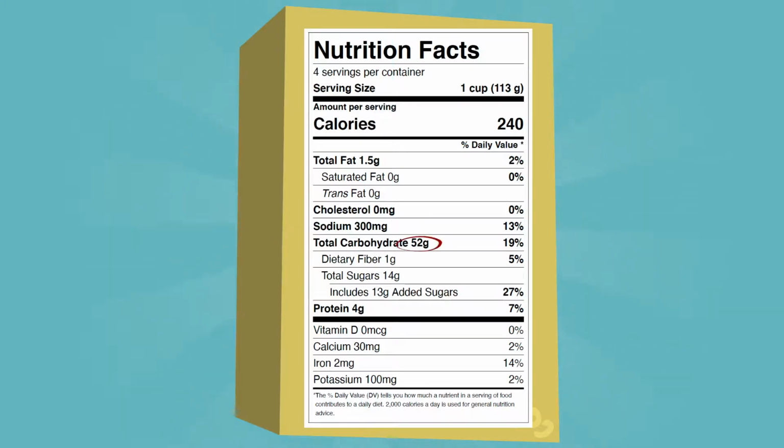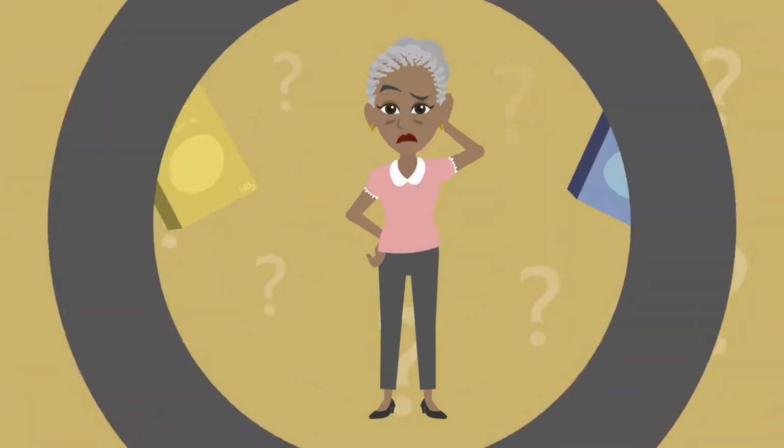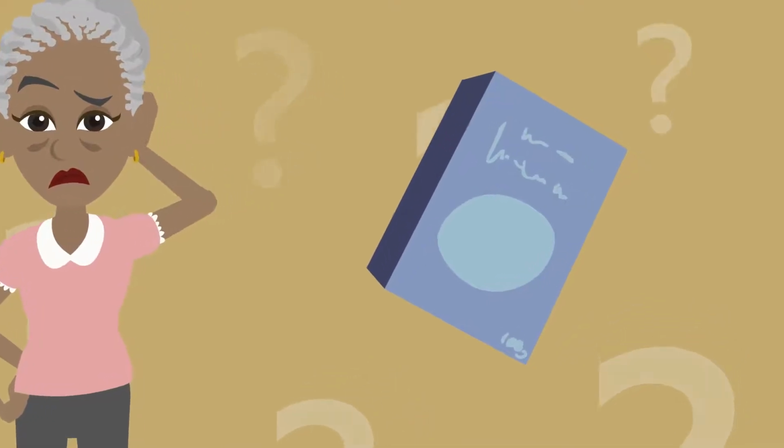This product, per 1 cup, has 52 grams of carbohydrate. Of those 52 grams, 1 gram is coming from fiber and 13 grams are coming from added sugar. It seems that this product is really high in added sugar and low in fiber, so this product has a potential to spike blood sugar levels. Let's look at our other label example.